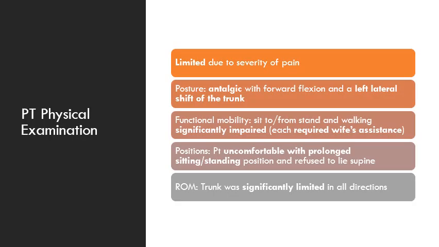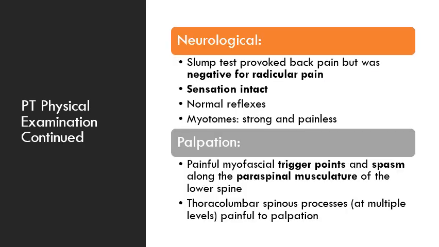Further PT examination was limited due to the pain, but she did note that the posture was antalgic and he had a left lateral shift of the trunk. He was unable to perform a sit-to-stand or walk without assistance from his wife, and his range of motion in his trunk was significantly limited in all directions. Neurological examinations were normal, and palpation revealed trigger points and spasms along the paraspinal musculature.